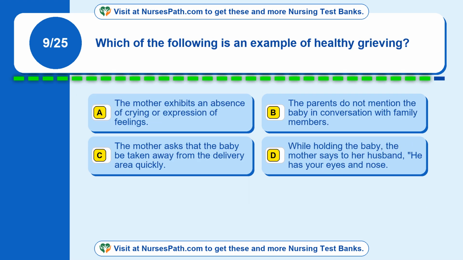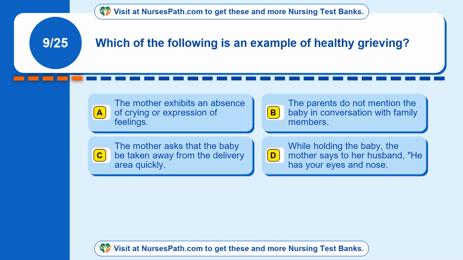Question 9. Which of the following is an example of healthy grieving? Option A. The mother exhibits an absence of crying or expression of feelings. Option B. The parents do not mention the baby in conversation with family members. Option C. The mother asks that the baby be taken away from the delivery area quickly. Option D.